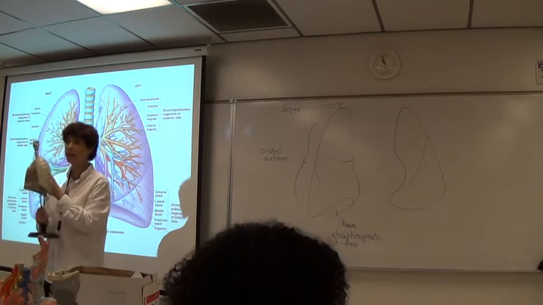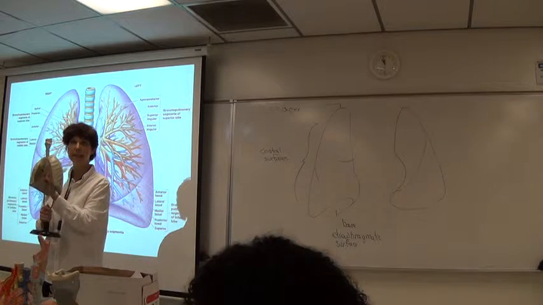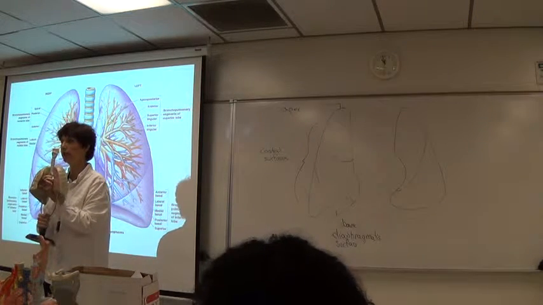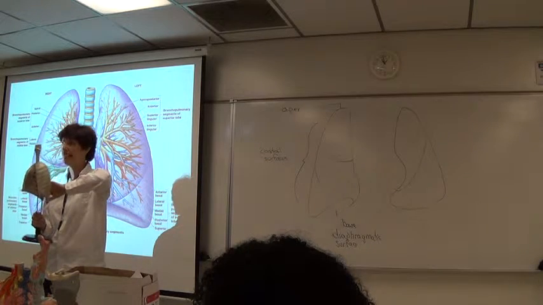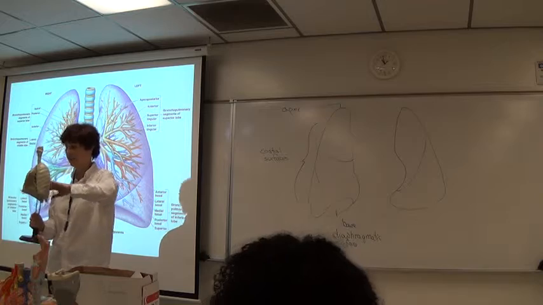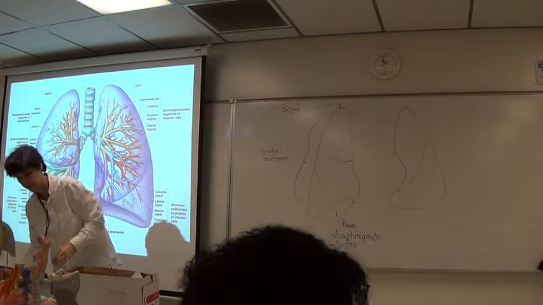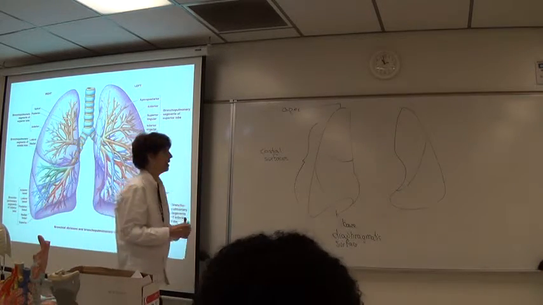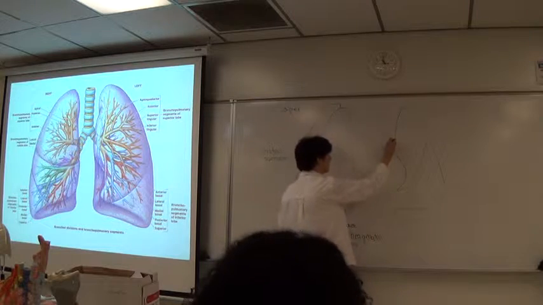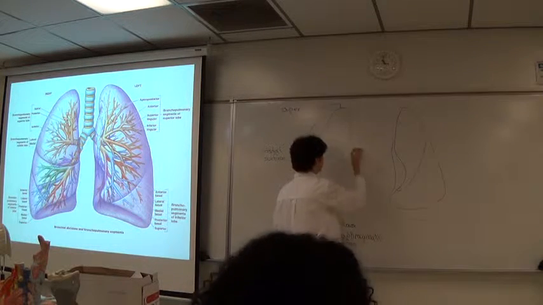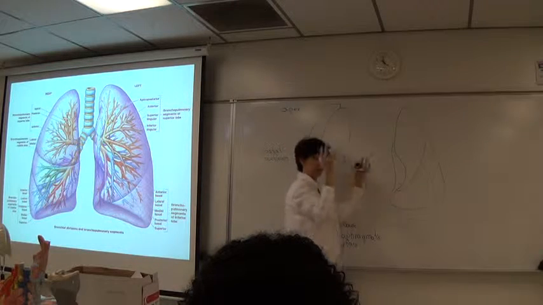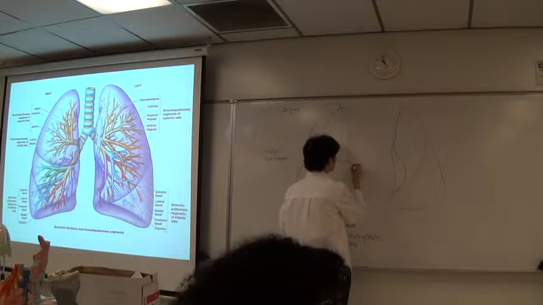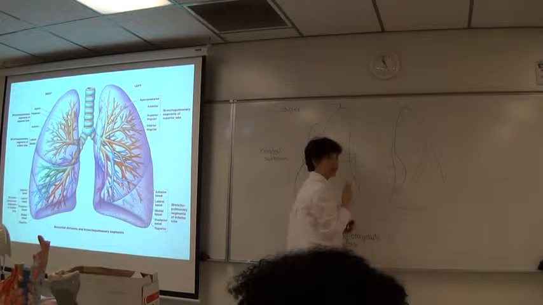Then we have the medial surfaces. Remember what we call this space where the heart is found? The middle mediastinum. So these surfaces are the mediastinal surfaces, where we have the airways and blood vessels moving into and out of the lungs. So the whole exterior is the costal surface? Anterior, lateral, yeah, so the front, back, and side. The medial is the mediastinum.